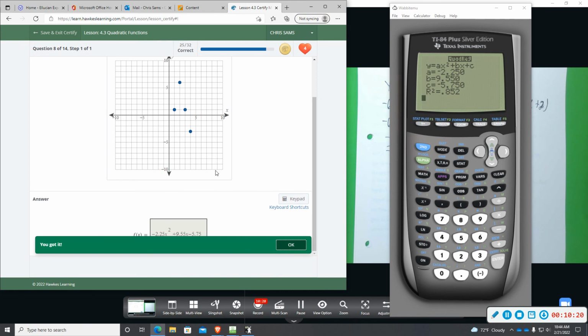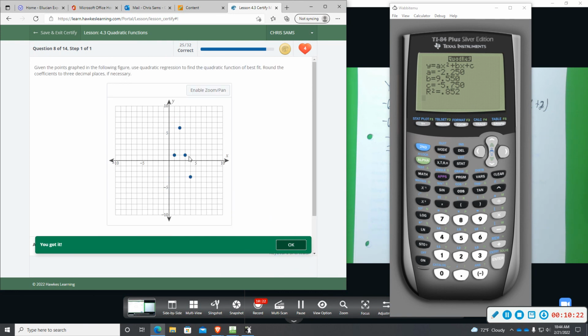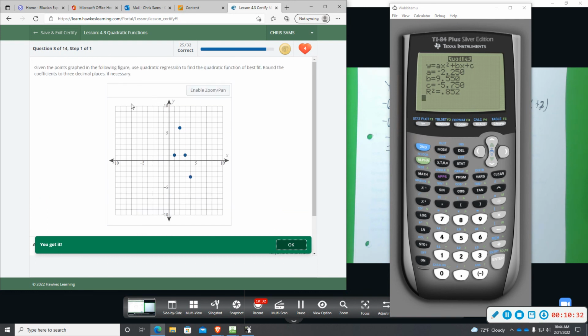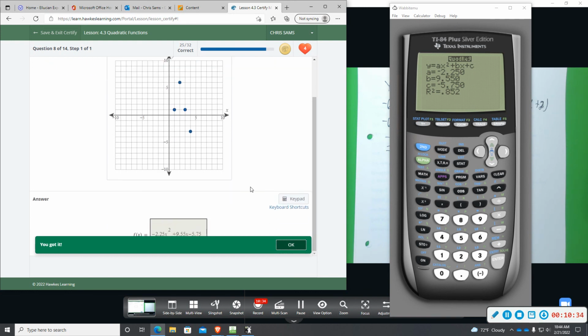Okay, so I'm not sure what happened a while ago. I could have entered something incorrect, but even with 3 decimal places, it still ends up with a 0. So not sure, but that's all you need to do for the quadratic regression when you use the technology, which I highly recommend.